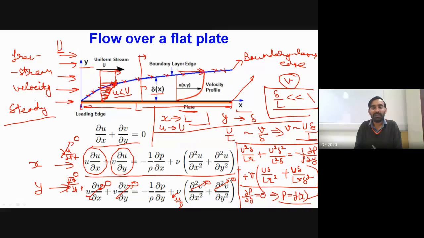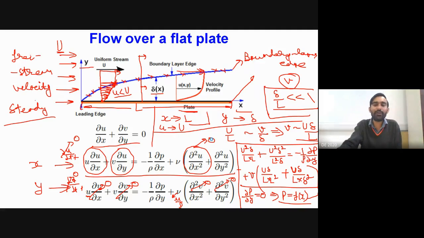And if we do the substitution of order of magnitude analysis in the x momentum equation also, finally we will find that both the terms on the left hand side are equal to 0, and on the right hand side this first term is also equal to 0.